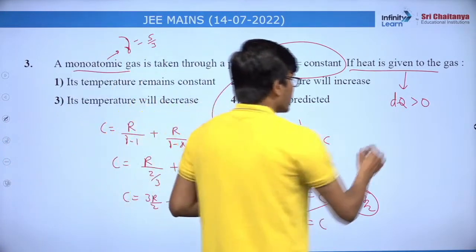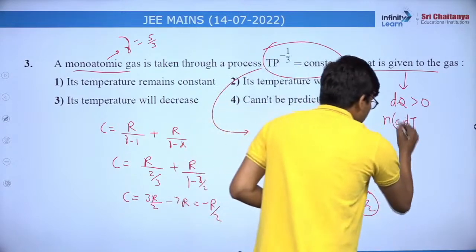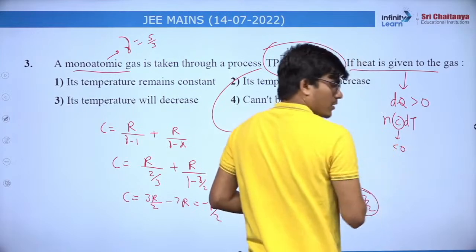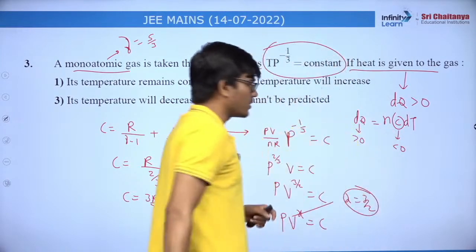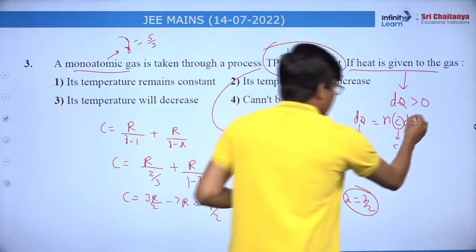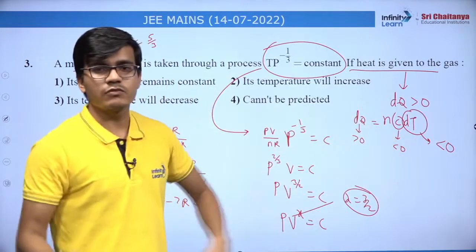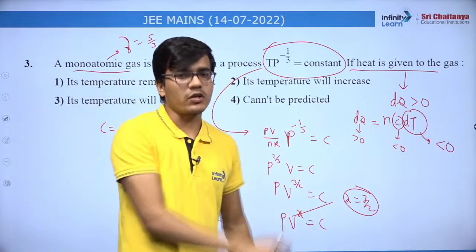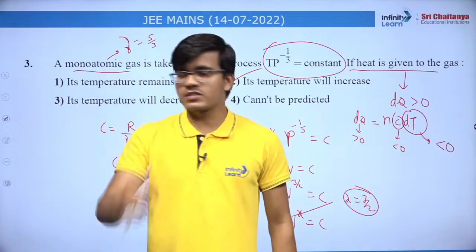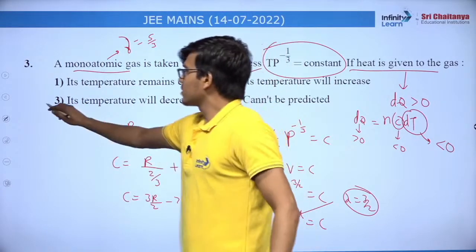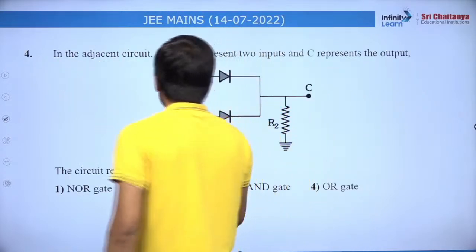So just imagine you can write dQ as nC dT. So if this C is less than 0 and this dQ is greater than 0, how is it possible? The only condition is that dT should be less than 0, then only negative and negative after multiplication will become positive, right? So dT has to be negative, and dT negative means temperature is getting decreased, means third option is the right answer.